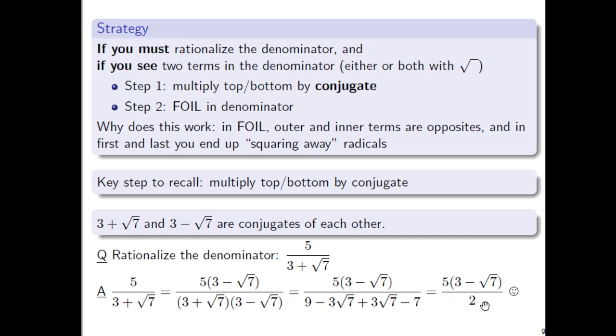And yeah, that is 5 times quantity 3 minus root 7 all over 2. So hope you see how the steps work together here. Multiply top and bottom by conjugate, FOIL. You're going to see that due to the plus sign and the minus sign in the two things that you're multiplying together, the inner and outer term cancel. And so those are the places where there was perhaps some concern of radicals being left over, but they undo each other, simplify to a 0 anyway.